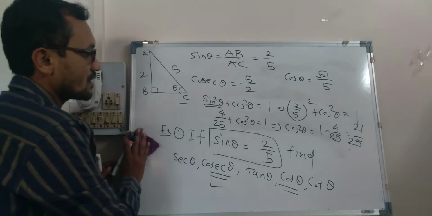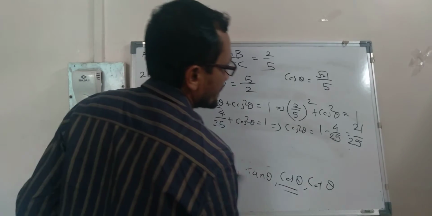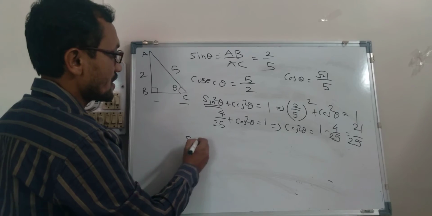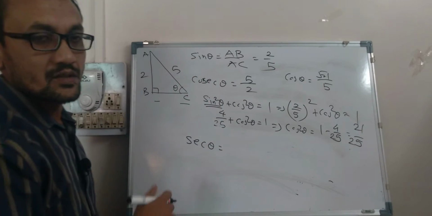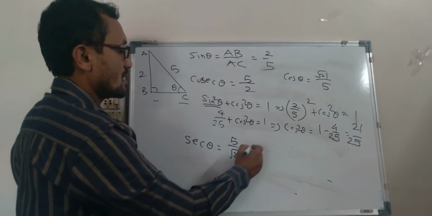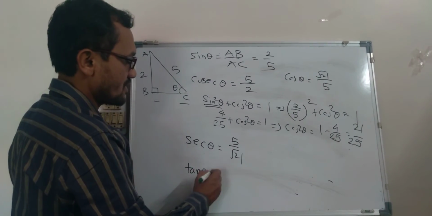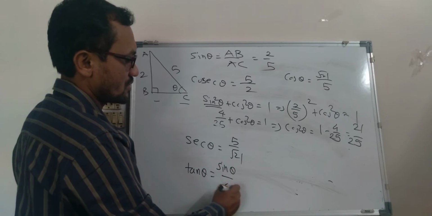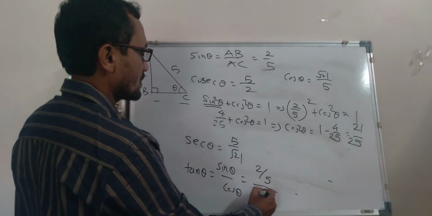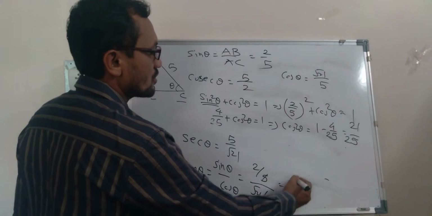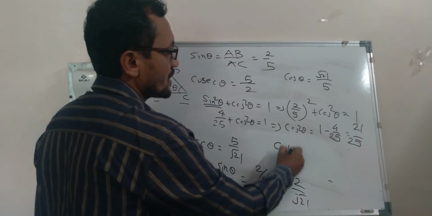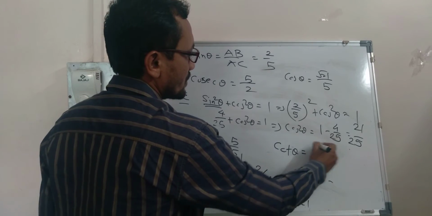Now we will have other trigonometry ratios, that is tan theta and cot theta. Using cos theta we have sec theta, because sec theta is a reciprocal of cos theta. So reciprocal of root 21 upon 5 is 5 upon root 21. And what is tan theta? Sin theta upon cos theta. So what is sin theta? It is 2 by 5. What is cos theta? Root 21 upon 5. So 5 gets cancelled. So 2 upon root 21 is tan theta. And we know that cot theta is a reciprocal of tan theta. So cot theta is root 21 upon 2.